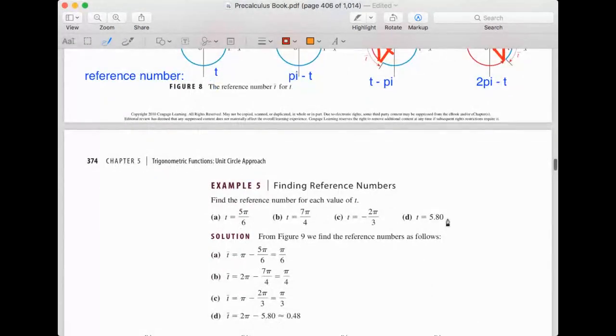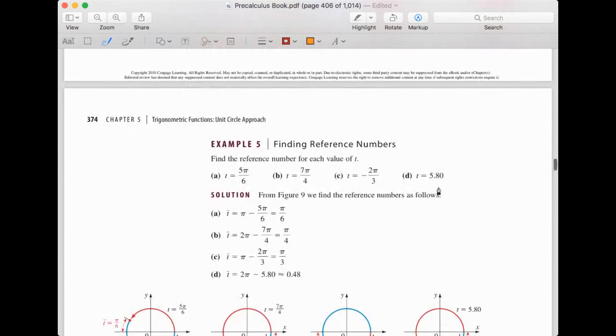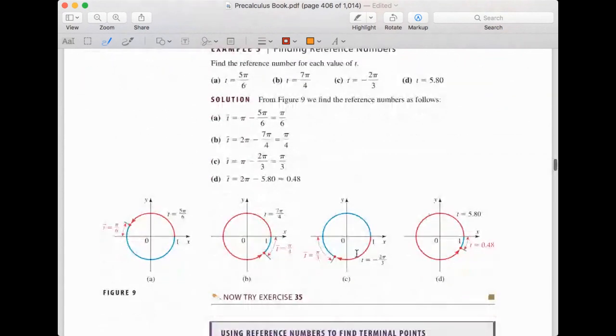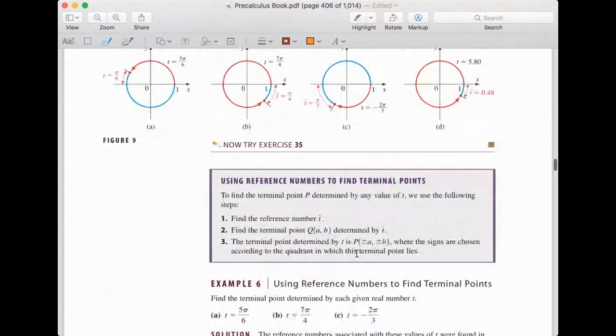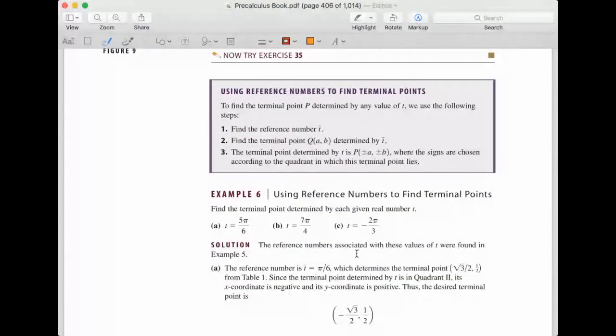For t equals 5.8 radians, we need to convert it into degrees to see which quadrant it is in. If we do that, we figure out it's in the fourth quadrant. In the fourth quadrant, we do 2 pi minus the angle. So this is how to find the reference number. It depends on which quadrant.